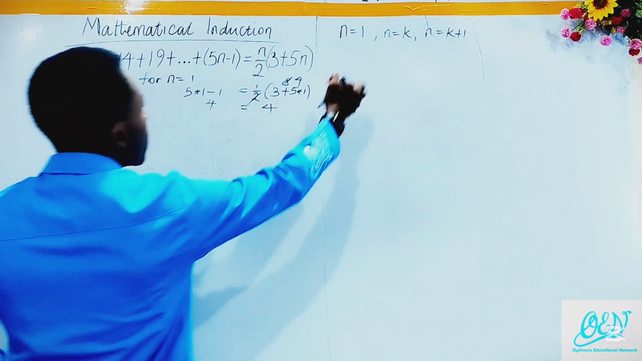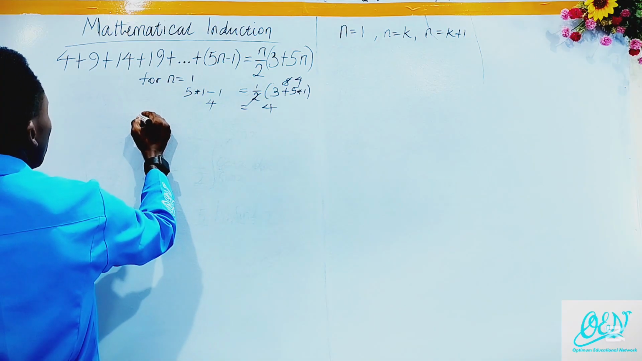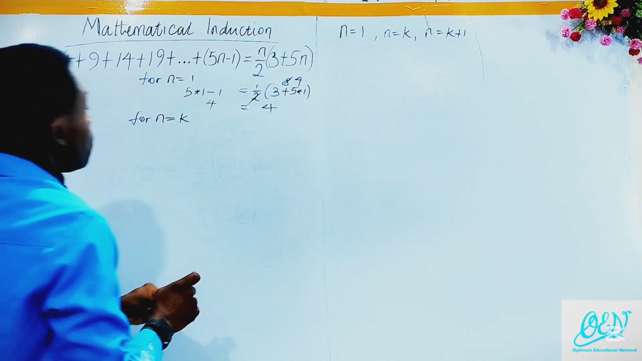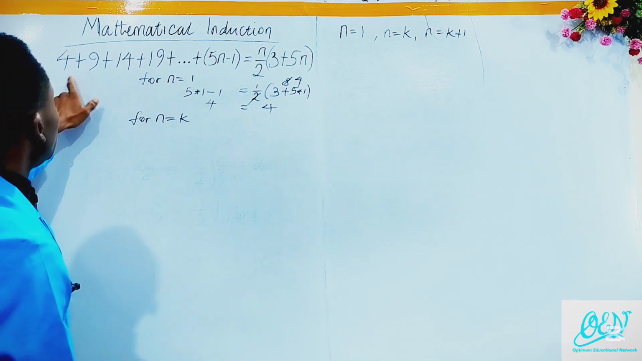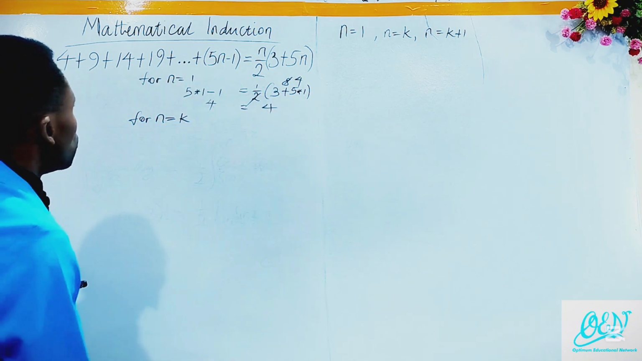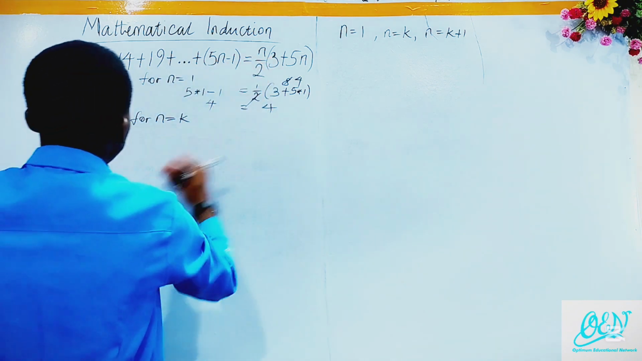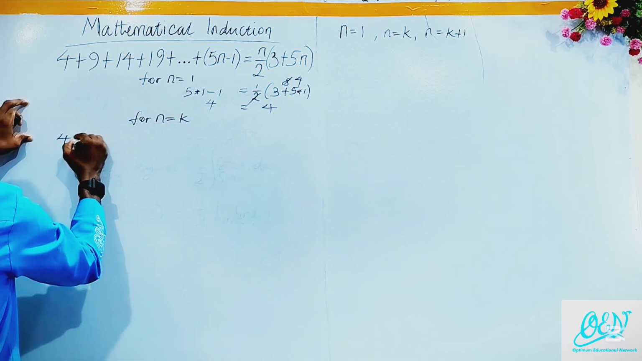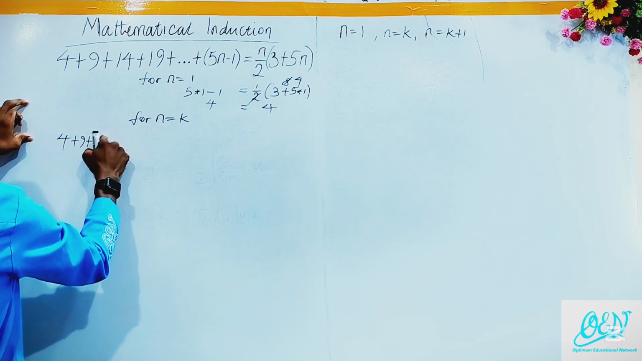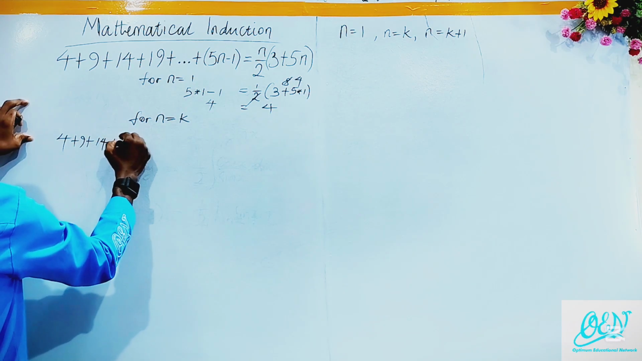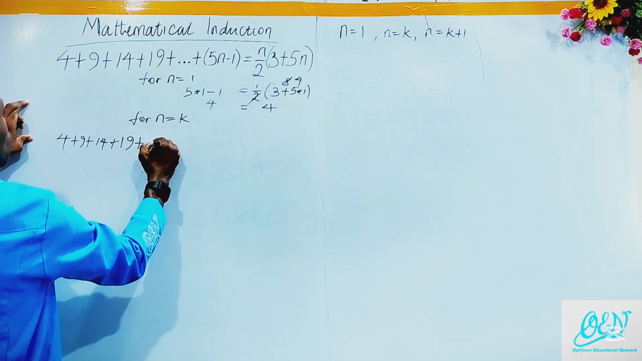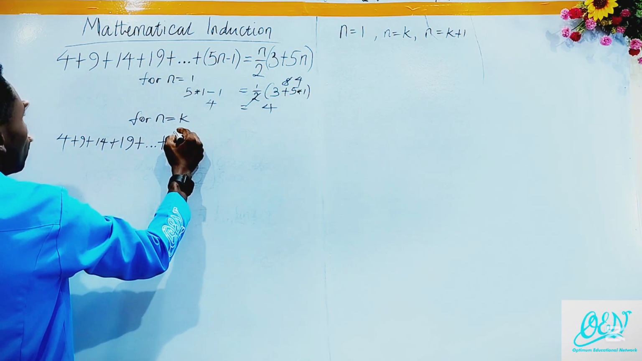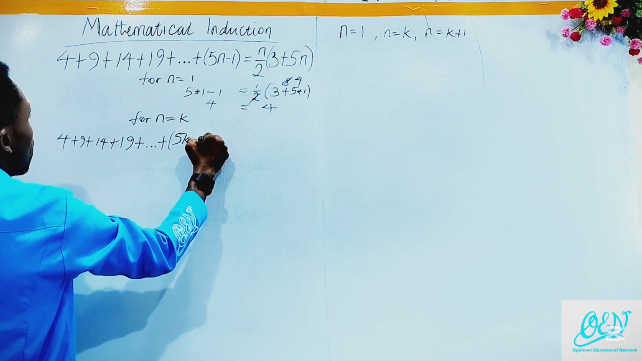Now let's do for when n is equal to k. So we're now going for the arbitrary position in the series. If we put n is equal to k into this series, what are we going to get? We are going to bring down this series with k. So we have 4 plus 9 plus 14 plus 19 plus, and so on. Now n is equal to k. We put k here. We have 5k minus 1.